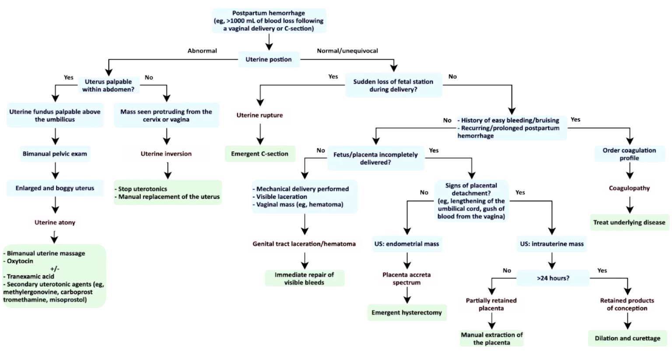All right, let's return to our algorithm for evaluating a patient with postpartum hemorrhage. Recall that the first step in a patient who is bleeding after her delivery is to evaluate the position of the uterus. If the uterine position is abnormal, we need to assess whether or not the uterus is even inside the abdomen at all. If it is felt within the abdomen, but it is palpable above the umbilicus, this is abnormal. We should perform a bimanual pelvic exam, which is likely to reveal an enlarged and boggy uterus.